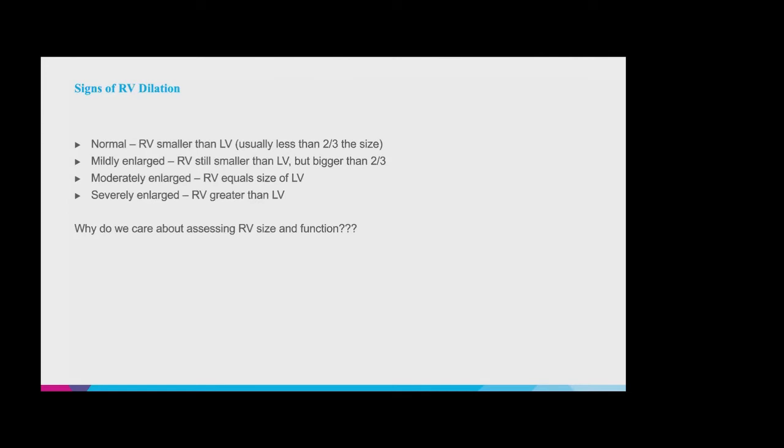And really, why do we care about assessing RV size and function? What are some of the main clinical applications where that's important? PEs. Absolutely. If we're trying to quantify PEs for sure, if we're assessing the RV strain, excellent. And in terms of why is that important for PE stratification? Change management. Yeah. For submassive PE or massive PE, I guess.